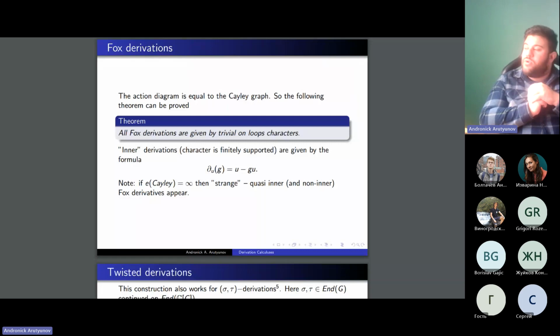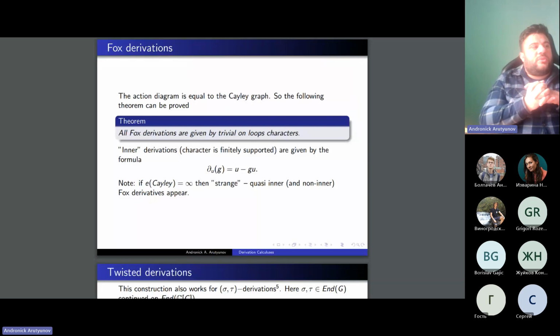But if your group looks like a free group, then as it was for classical derivations, you can find some quasi-inner but not inner derivations, and there you can find formulas for such derivations, but they are not very nice, so I didn't write them in this presentation.